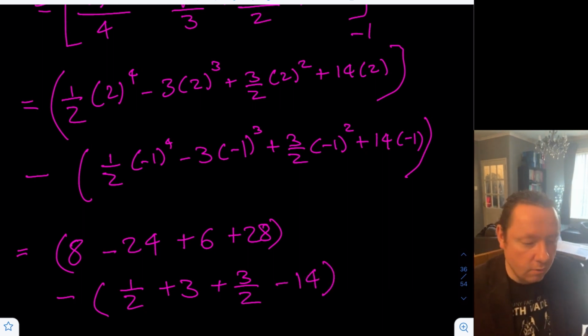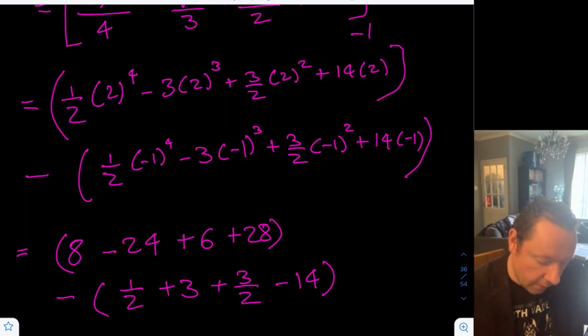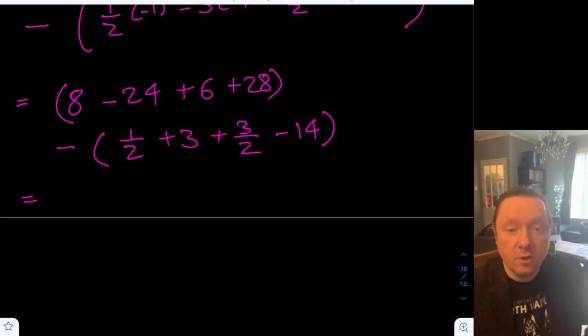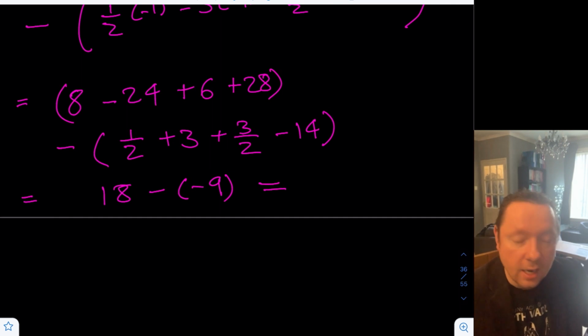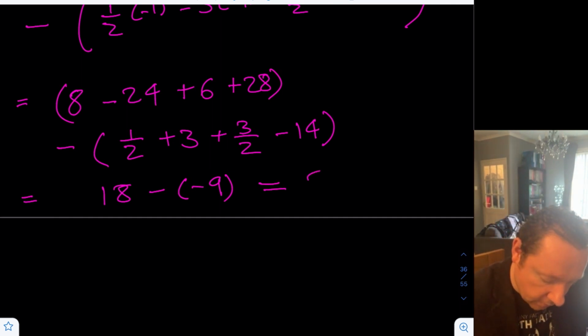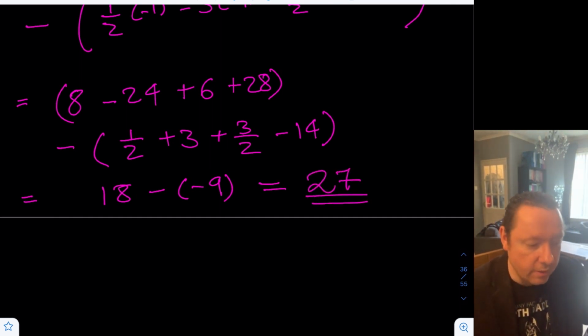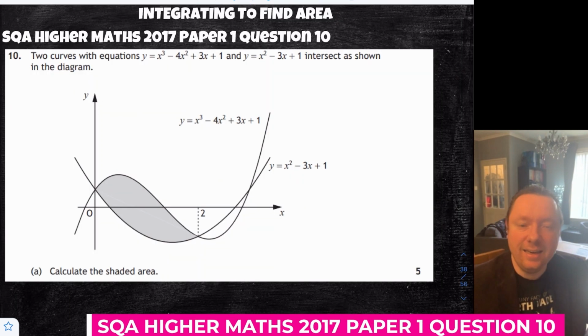Now, you can use a calculator for most of the work on this. I would leave fractions as fractions, but none of this is going to end up being fractions anyway. That equals, using a calculator, tidying up our first bracket, we get 18. And our second bracket, we get minus 9. So it's minus minus 9. That equals a final answer of 27. So it's 27 as our shaded area. And we're done there. Integrating to find the area.